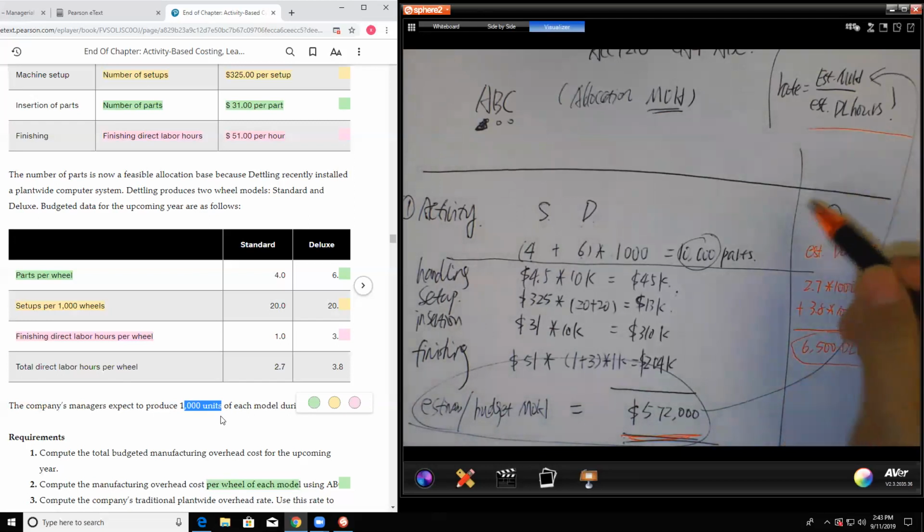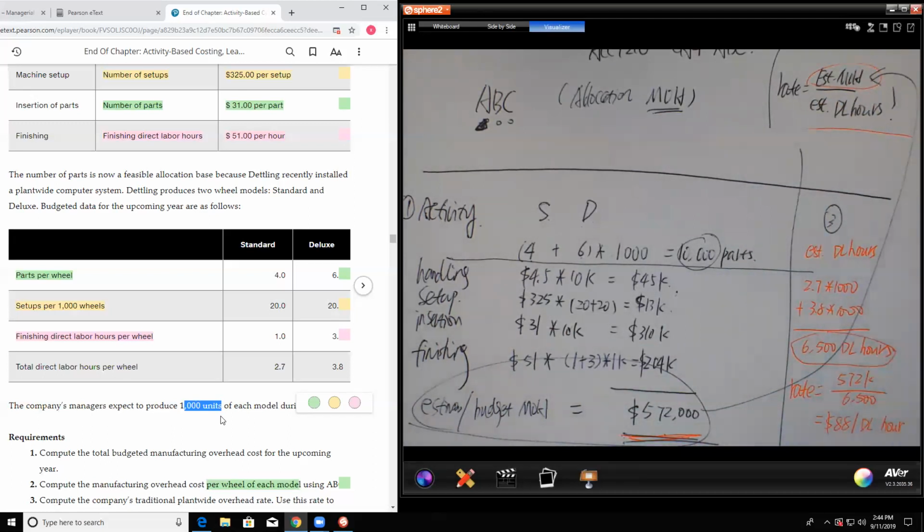We got our estimated manufacturing overhead. So our rate will be 572,000 divided by 6,500 direct labor hours. That gives you $88 per direct labor hour. So that is the rate we want to use to allocate our manufacturing overhead for each model.